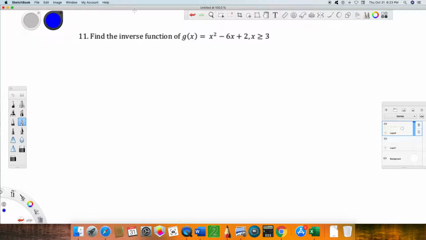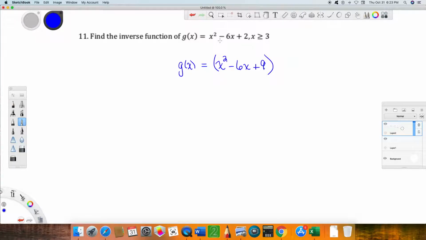Well, let's rewrite this function and put it in vertex form. Right now it's in standard form. I'm going to use the first two terms, x squared minus 6x, and I need to create a trinomial that is a perfect square. So half of negative 6 is negative 3, and negative 3 squared is 9. So I'm going to add 9 to this, and that will make it extremely easy to factor. It'll be a perfect square.